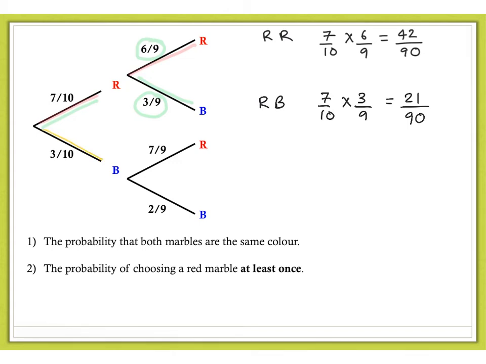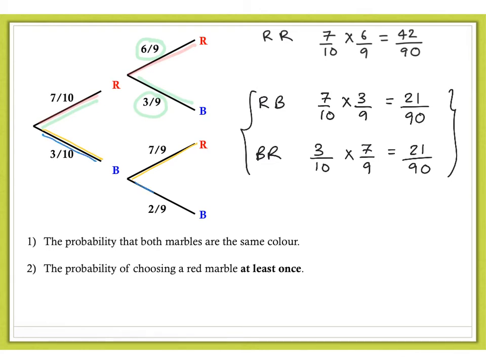This path, blue followed by red, which is 3/10 multiplied by 7/9, which is 21 over 90. Notice that these are the same, regardless of which order we pick them in. And then lastly, we have this path here, which is the path of blue, which is 3/10 multiplied by 2/9 as a probability, which is 6 over 90.